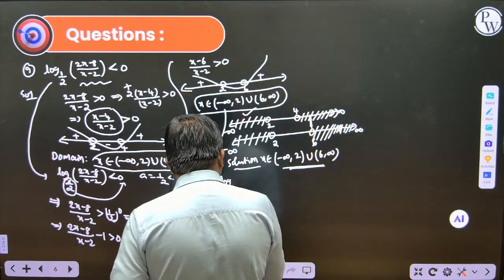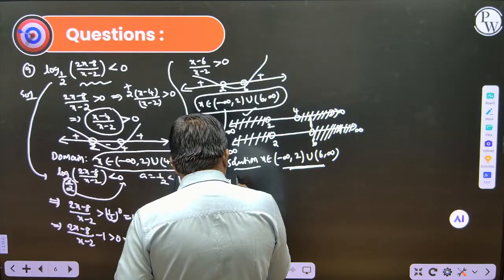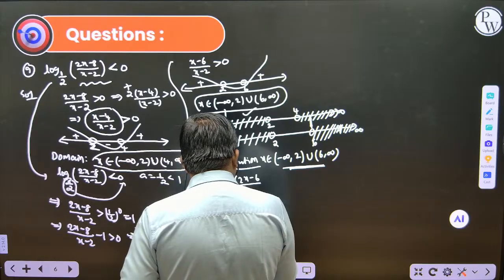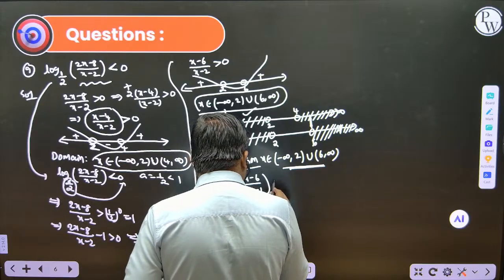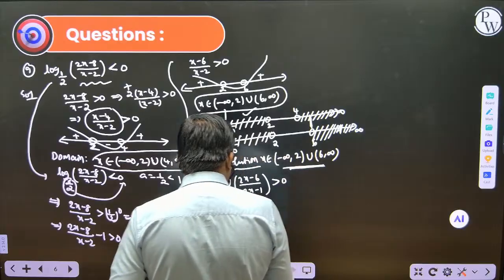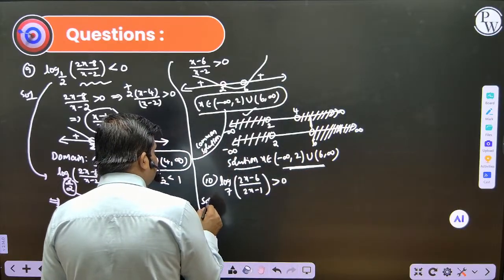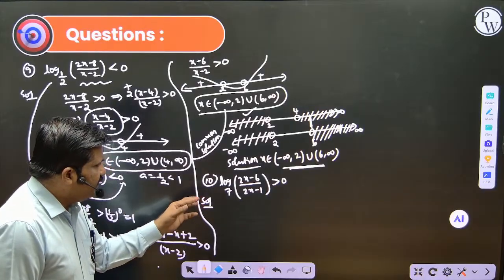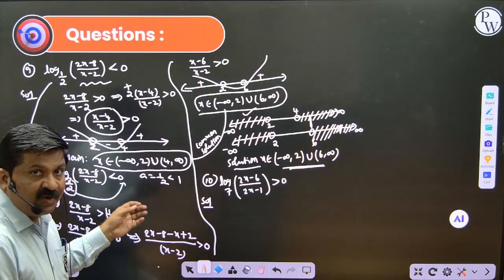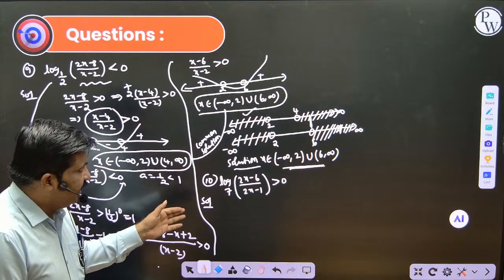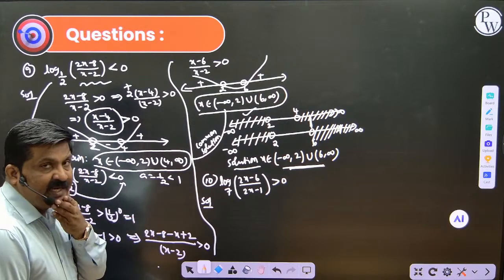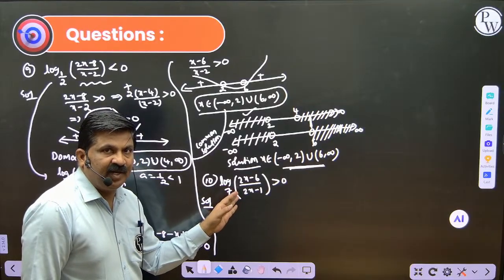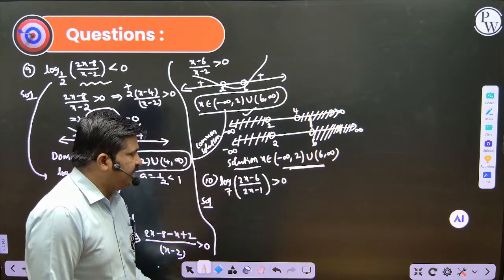Log base 7 of (2x minus 6) by (2x minus 1) greater than 0. Here also the same process. What is the process? First, before going to solve this inequality, you must check the domain of this inequality. You must check the domain of the inequality.